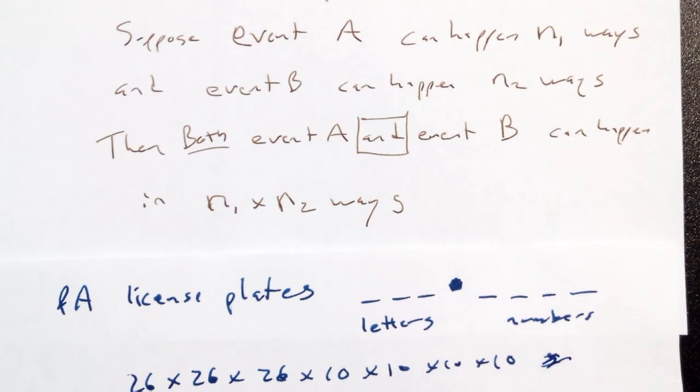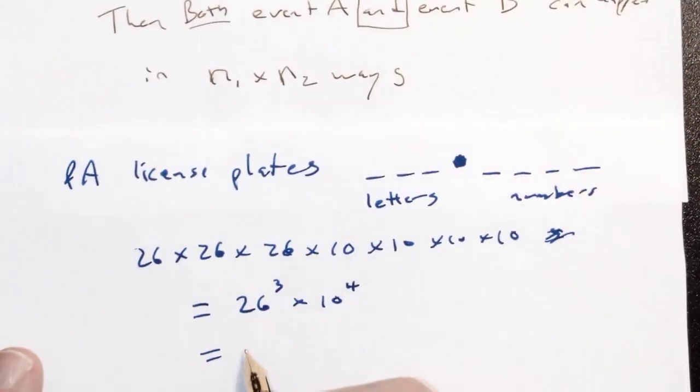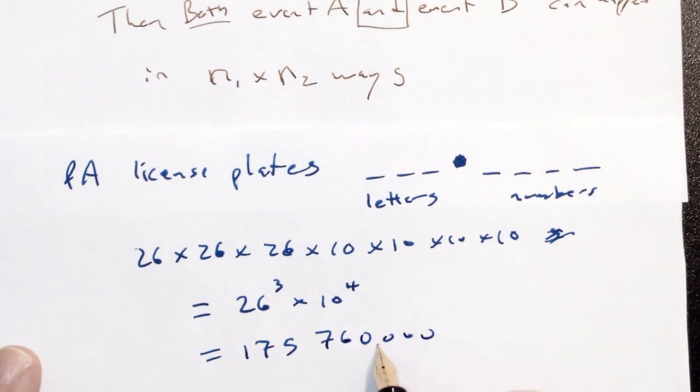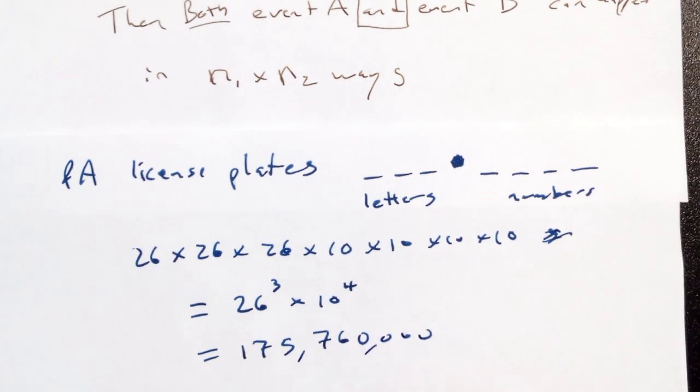I don't have enough room to write the number over here. 26 to the third times 10 to the fourth is 760,000. The population of the state of Pennsylvania is about 13 million people. I have enough license plates to put a license plate on everybody in the state before running out. I've got plenty of license plates. I'm not worried about this.